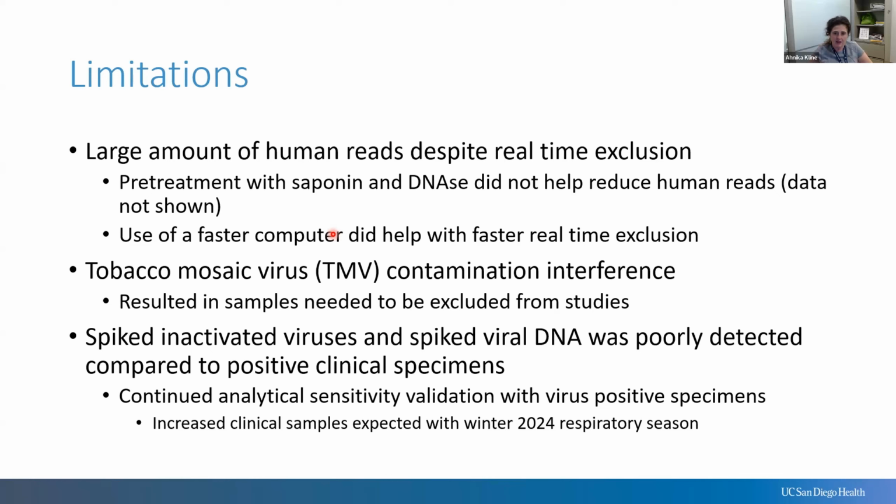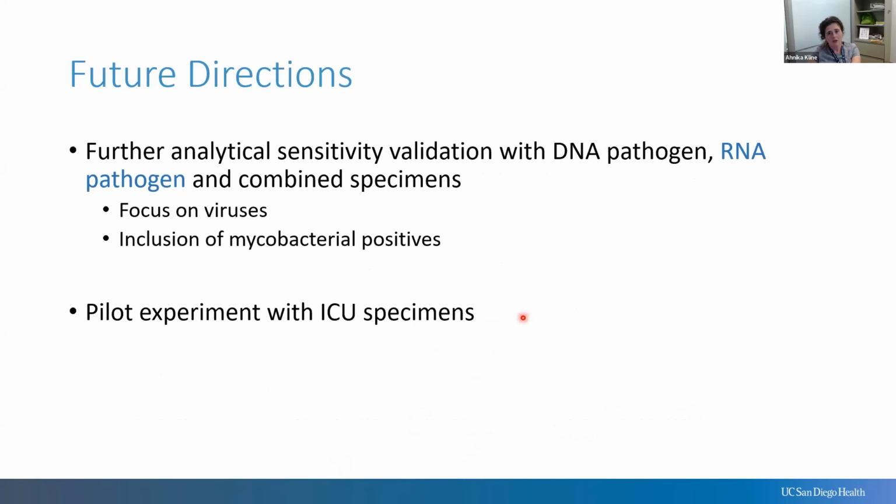And then spiked inactivated viruses and spiked viral DNA were poorly detected compared to the positive clinical bacterial specimens, probably due to the bacterial size. So the goal is to continue to do validation with positive clinical specimens, and we're expecting, of course, influenza and parainfluenza and all of the viruses to start peaking imminently, actually, within a month or so.